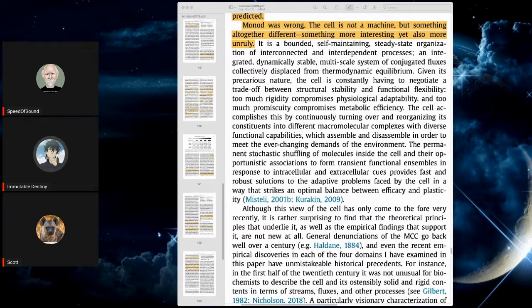The permanent stochastic shuffling of molecules inside the cell and their opportunistic associations to form transient functional ensembles in response to intracellular and extracellular cues provides fast and robust solutions to the adaptive problems faced by the cell in a way that strikes an optimal balance between efficacy and plasticity.